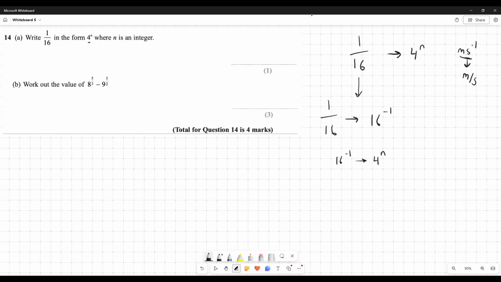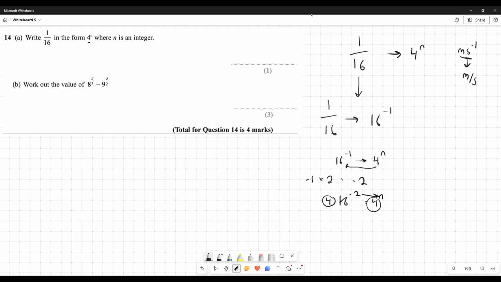Now we need to see how we go from 16 to 4. So we know that 4 squared is equal to 16. So what we could do is, we could do minus 1 and 2, because 2 is for squared. If we times those together, we get minus 2. And we get 16 to the power of minus 1 is equal to 4 to the minus 2. And that's in the same form, because you see the base number is the same. So minus 2 would equal n.